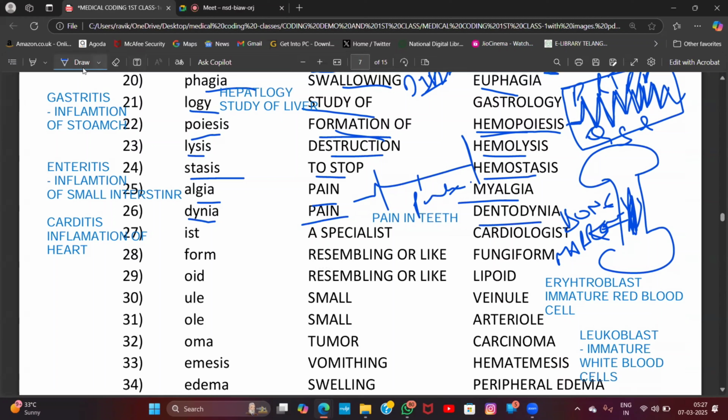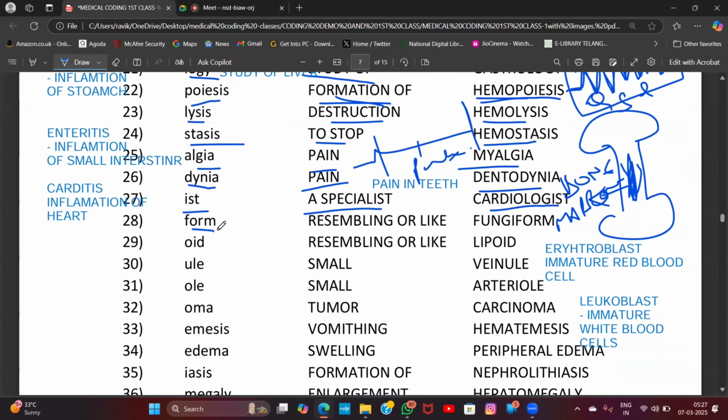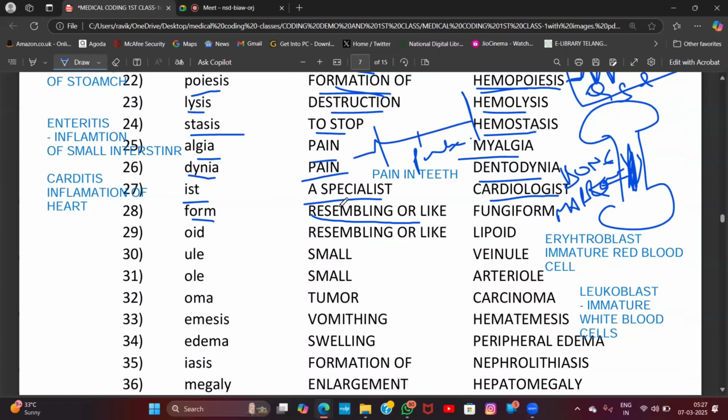The next one, ist. Ist is nothing but a specialist. Cardiologist. Who is a cardiologist? Specialist for heart. Specialist for the heart is called a cardiologist. Who is a nephrologist? Specialist for kidney. Dermatologist, specialist for skin. Dentist, specialist for teeth.